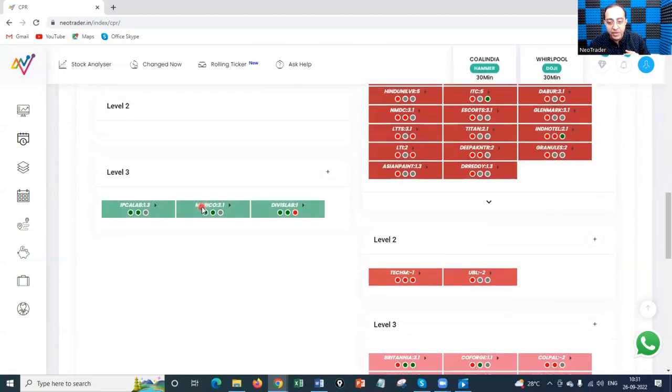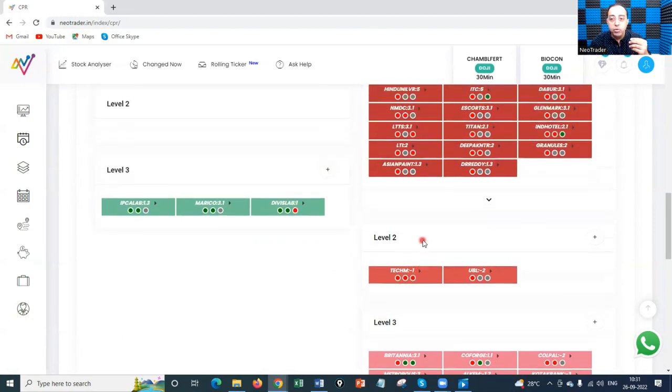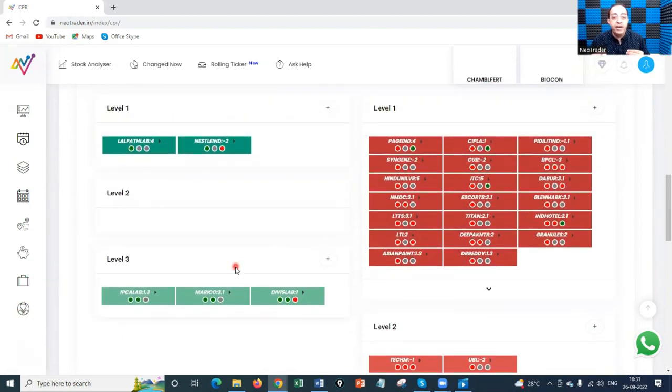You can see here, for example, TechM, all three dots are green, but still it is in level 2. So we'll wait for it to move to level 1. Now, what is the benefit of such a heat map? When such a heat map is available, you can automatically know where the buzz is, which stock to look at, and what criteria it needs to comply with, so that you can go to your software and put the relevant triggers. That's the advantage of having technology assisting you in your trading decision.